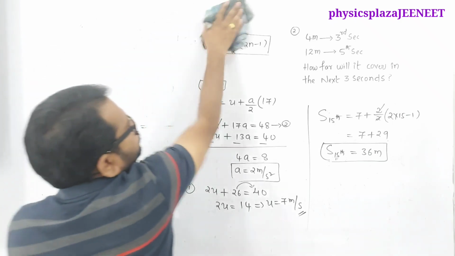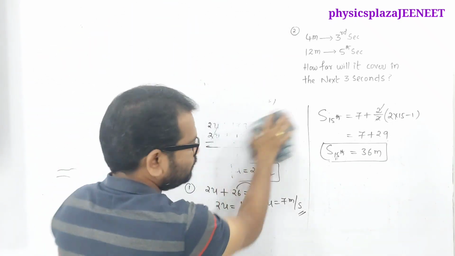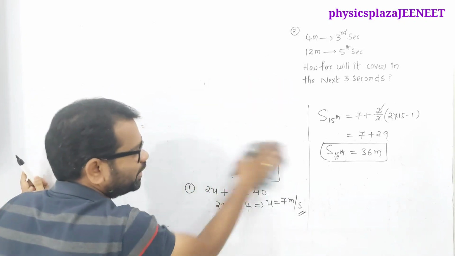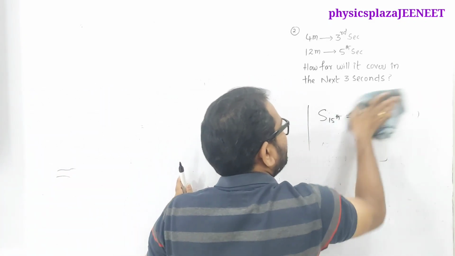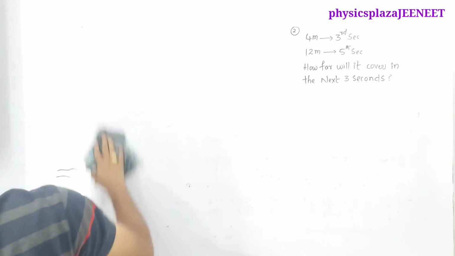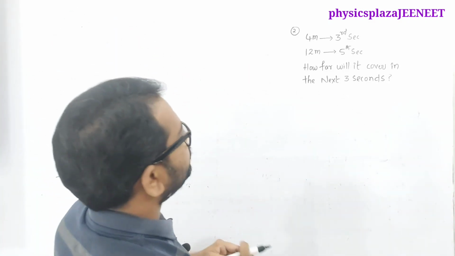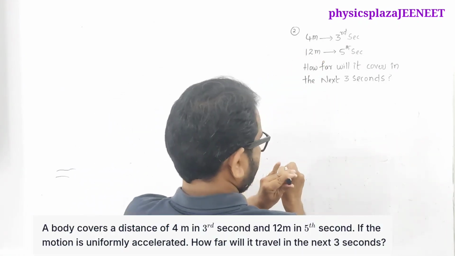Okay. So, I erased. No problem. I erased it on the board, not from your mind. The formula should be in your mind, not on the board. So Snth is equal to u plus a by 2 into 2n minus 1. Now children, let us follow the same process, but with a little bit of variation. So look at it, 4 meters. We are using the same formula.